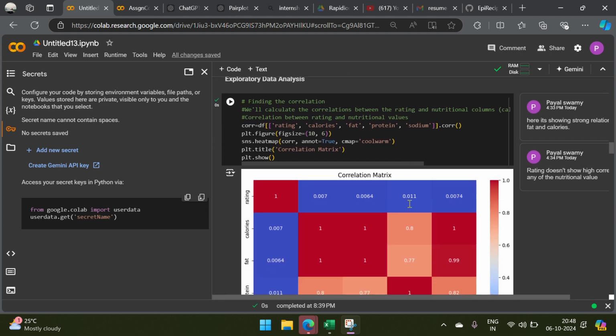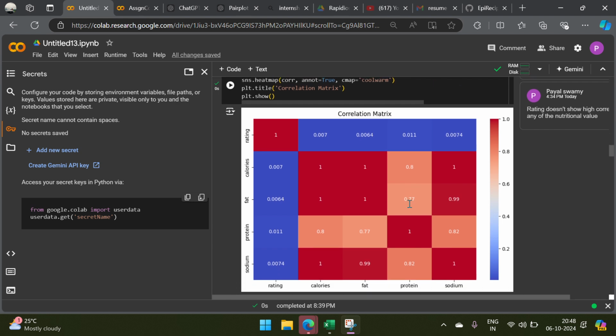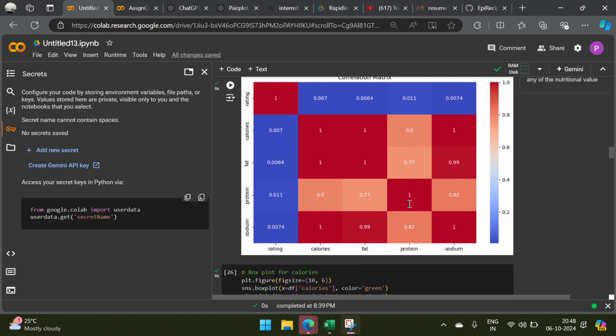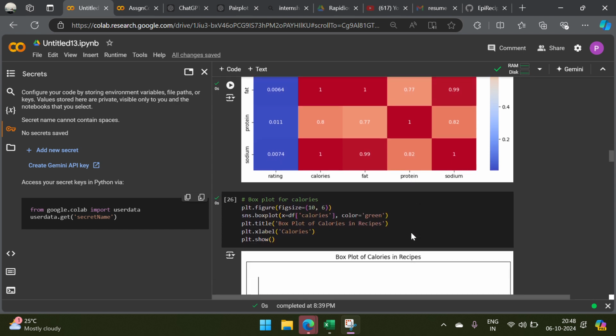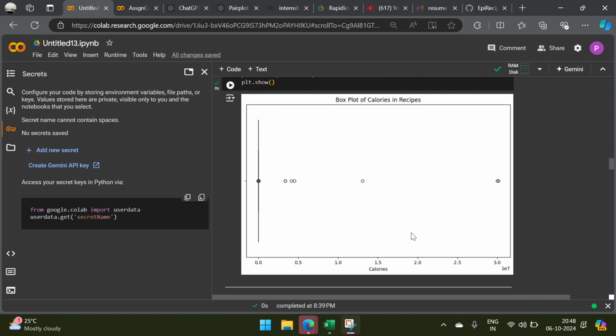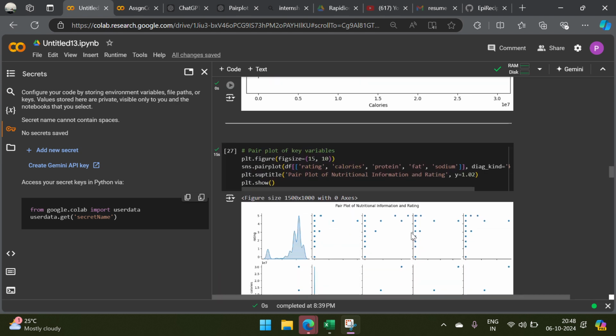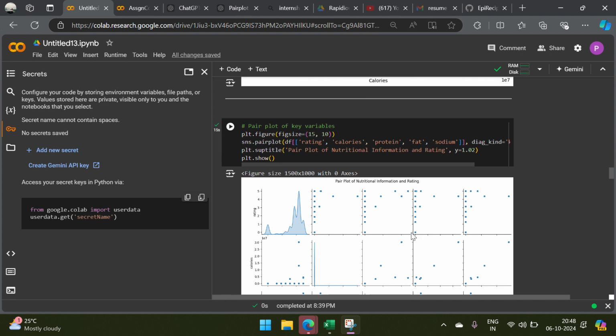In the EDA process, I first made a correlation map. I used heat maps and I can see there is a correlation. The value 1 shows high correlation, whereas the value 0.011 shows low correlation, and even 0.99 between sodium and fat. Yeah, there is a correlation. For the same, I made a box plot also to understand the dependency.